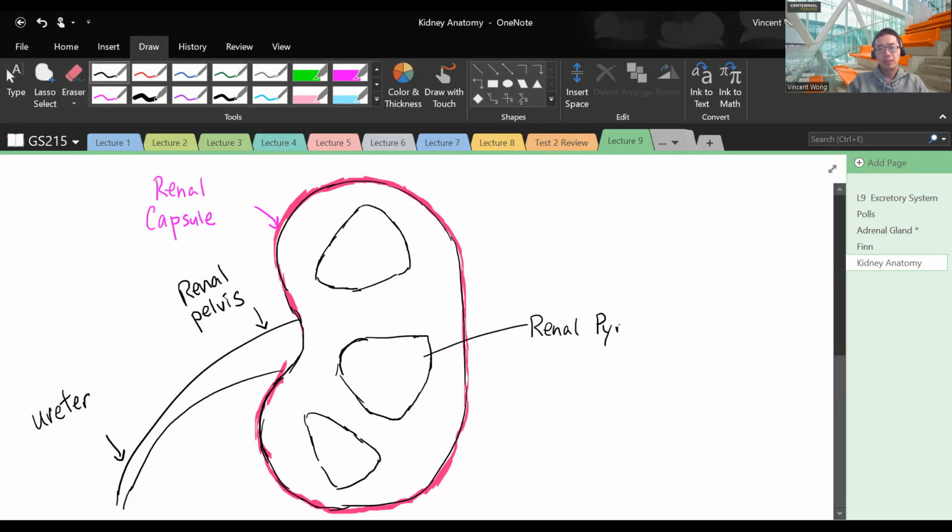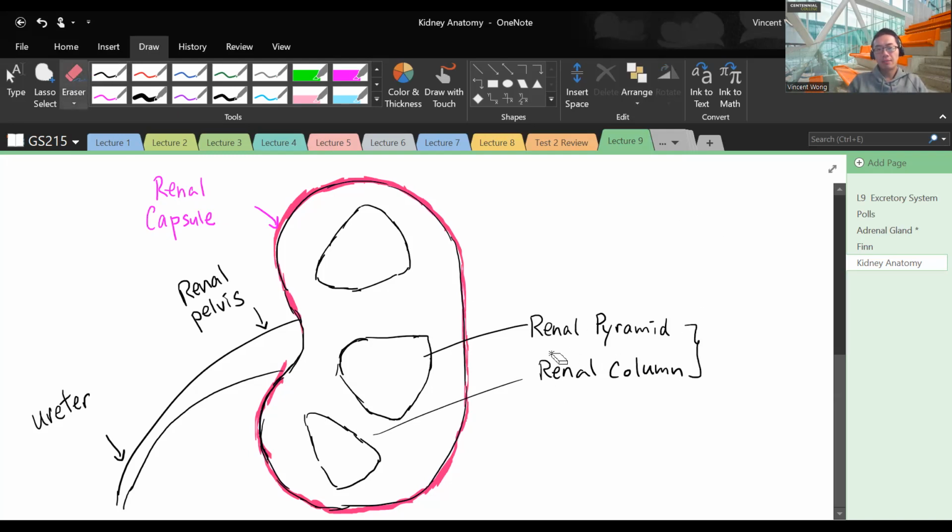pyramid, which kind of makes sense. They're little triangle shaped stuff. It's a renal pyramid. Another renal pyramid here, another one here. And between the renal pyramids, you have this empty space, sort of, just like tissues. We call them the renal column. Okay? So the triangles are the pyramids, and the spaces between them are the columns.